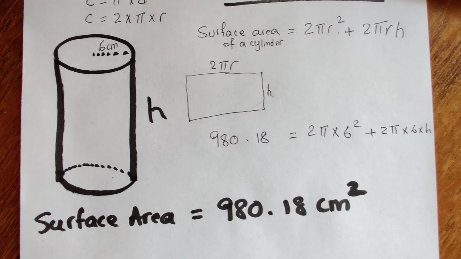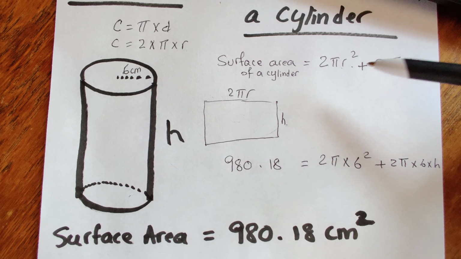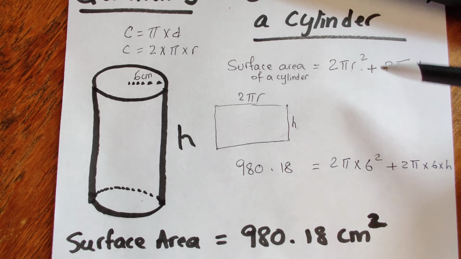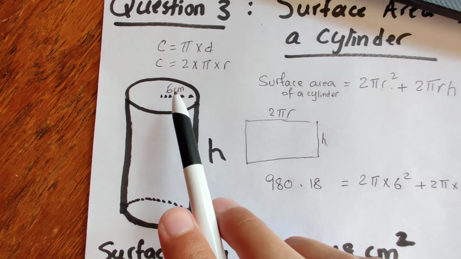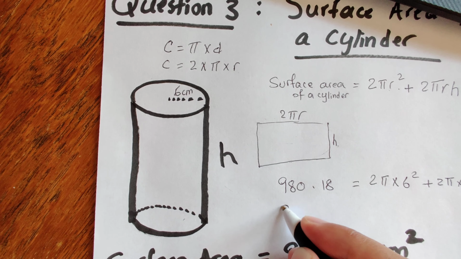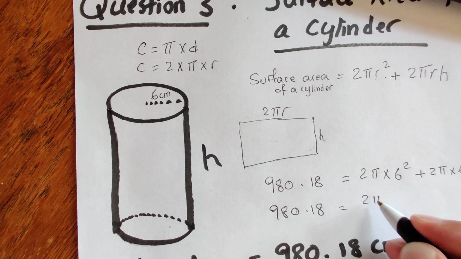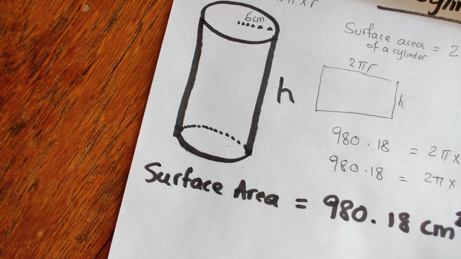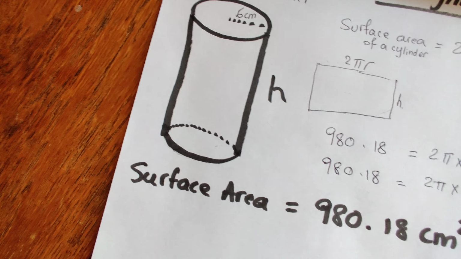Okay, so the next step, we're going to sort this out a bit. All we're doing is putting in the information that we already got. We got the surface area of the cylinder, so we put that into the formula, and we've got the radius, so put that into the formula as well. Where we see r, we put 6, because that's the radius of this cylinder. So let's tidy it up. We've got 2 pi times 36 plus 2 pi, or 2 times 6 is 12, so 12 pi h.